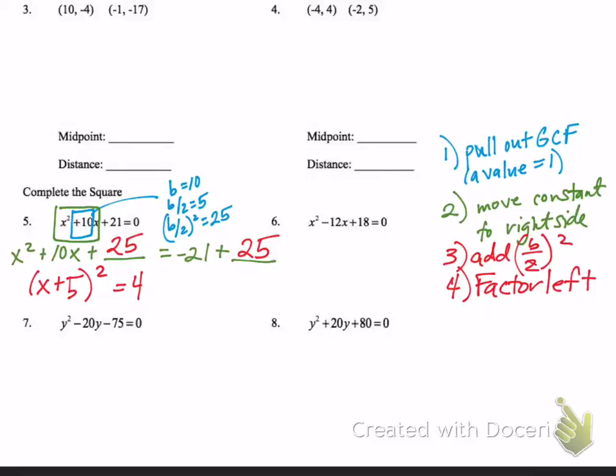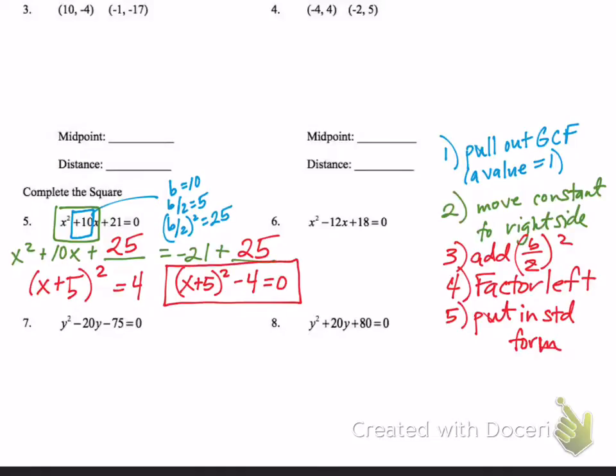And then the last step, step number 5, is I move the constant back and I put it in standard form. So just move the 4 back to the other side and I put in standard form. So basically just setting it equal to 0. So my final answer would be x plus 5 squared minus 4 equals 0.